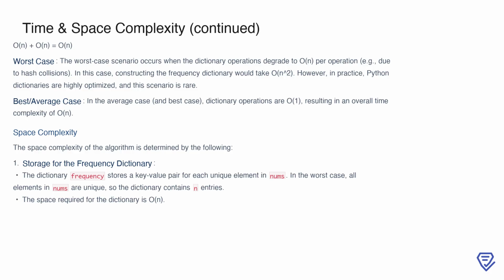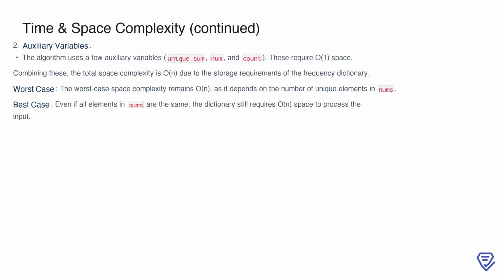The primary contributor to space usage is the frequency dictionary. This dictionary stores a key-value pair for each unique element in the input list. In the worst case, where all elements are unique, the dictionary contains n entries. This results in a space complexity of O(n). In addition to the frequency dictionary, the solution uses a few auxiliary variables, such as unique_sum, number, and count. These variables require constant space, or O(1). Therefore, they do not contribute significantly to the overall space complexity. When we combine the space needed for the frequency dictionary and the auxiliary variables, the total space complexity remains O(n).